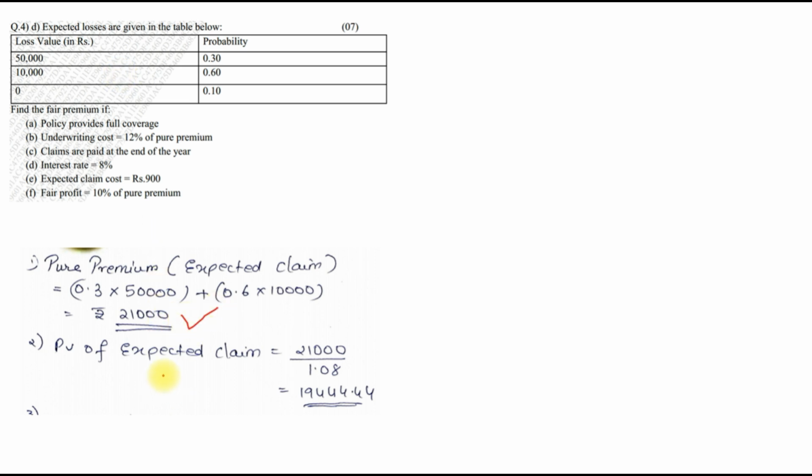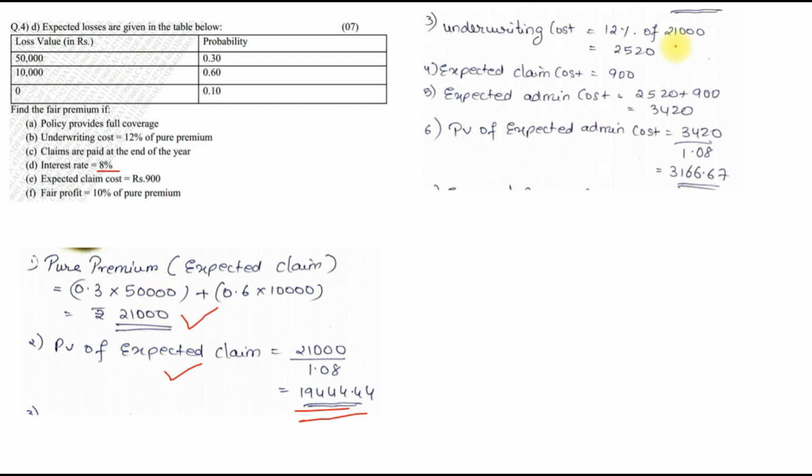After that, we need to get the PV of the expected claim, which is the expected claim divided by 1 plus the interest rate. The interest rate is 8%, so that will become 1.08, which comes to 19,444.44. Next, they are giving you the underwriting cost as 12% of pure premium, which is 12% of 21,000, which comes to 2520. They have given you the expected claim expense as 900. So the total expected admin cost is the addition of these two, which comes to 3420.